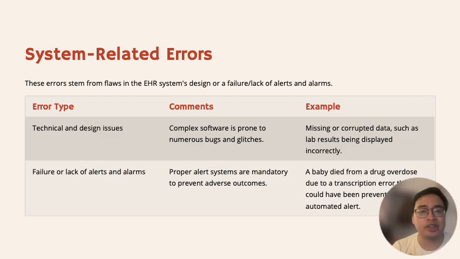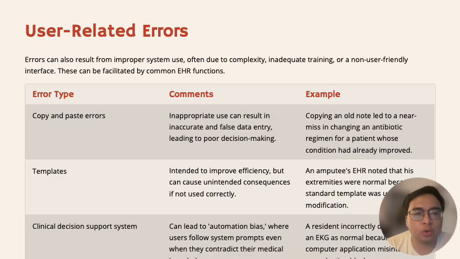Let's look now at user-related errors. So even if your system is perfect, errors could result from improper use of that system. And usually this happens due to complexity, inadequate training, or non-user-friendly interface. Okay? So let's look at some types of user-related errors. So we have 4 here.